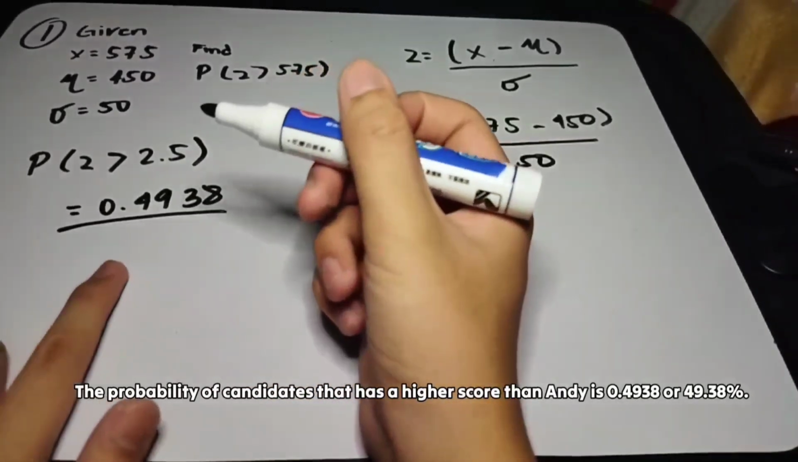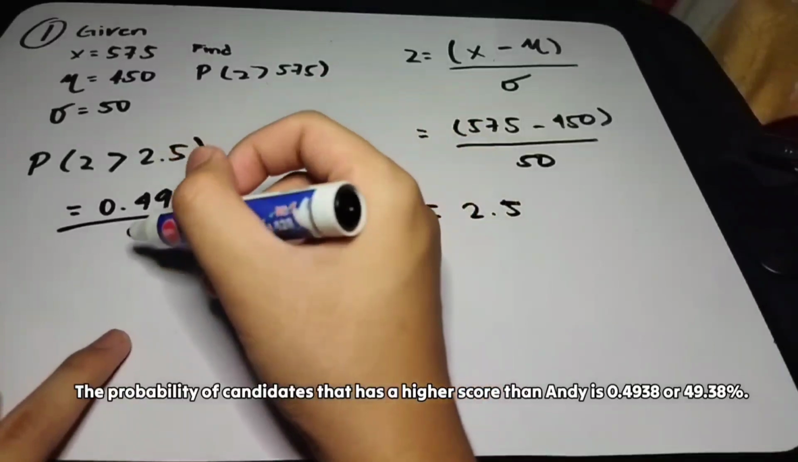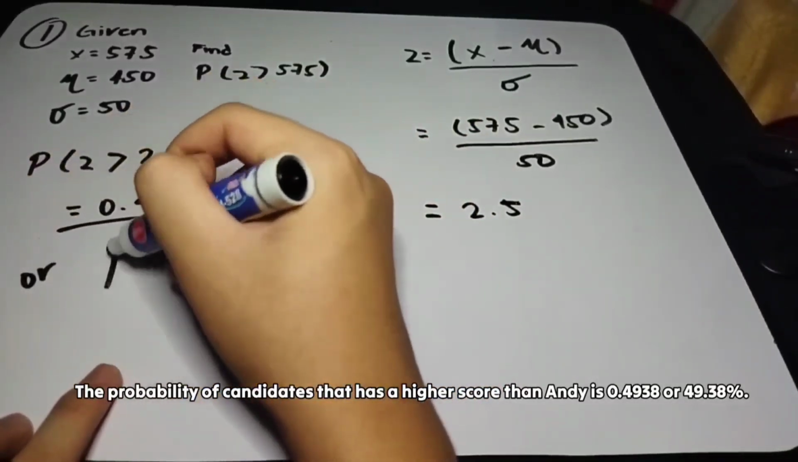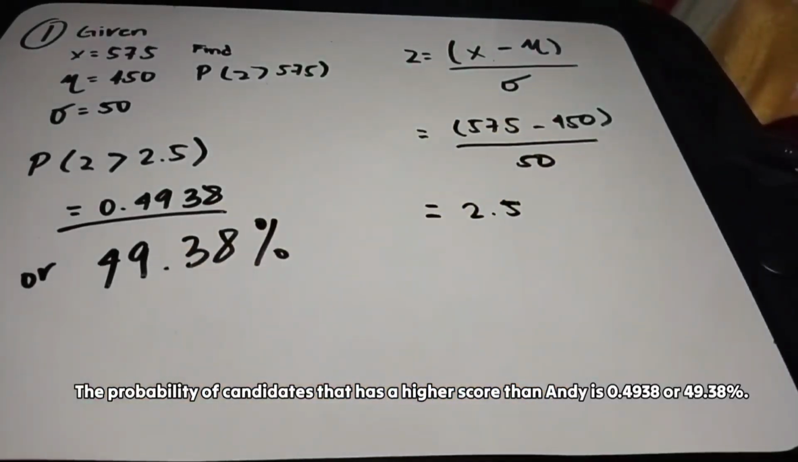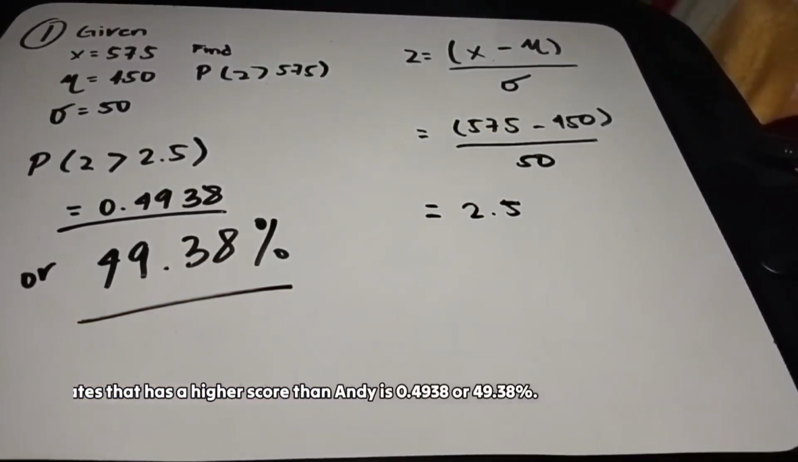So, ito na yung sagot natin, but to finalize our answer, the probability of candidates that has a higher score than Andy is 0.4938 or 49.38%. So, ayan din yung sagot natin.